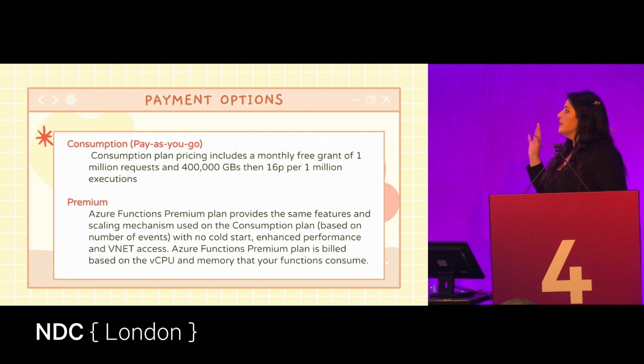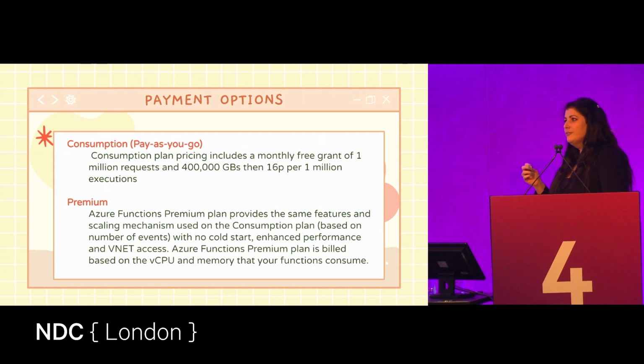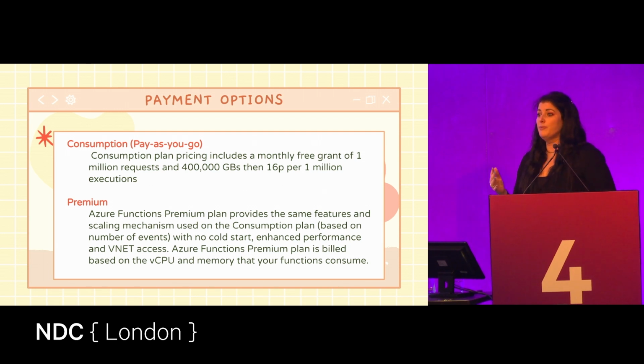Now, the consumption plan is on that warm start, so it's a little bit delayed. If you really, really need instant response, you can go for premium. It offers the same features and scaling mechanism. Now, I didn't talk to you about scaling. The consumption plan auto scales. I think it's something like 200 instances it will scale to, completely on its own.